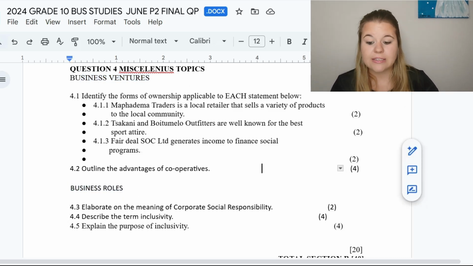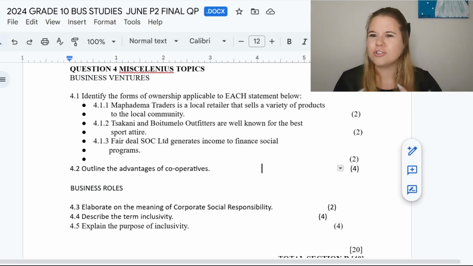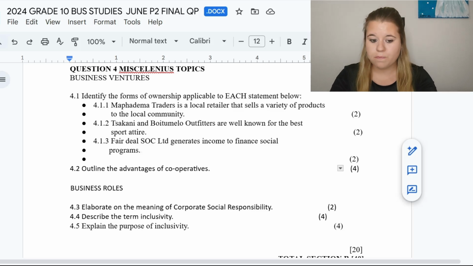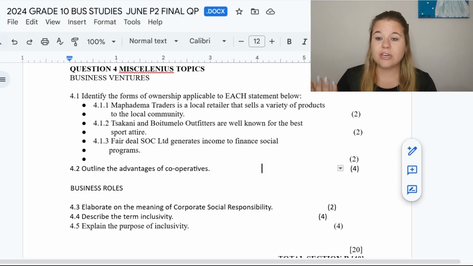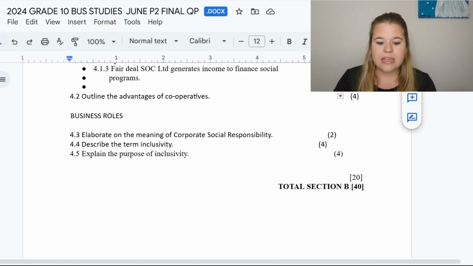Important, before I forget, you have to do both of them. You're just robbing yourself of marks if you do not do the entire question 4. So, identify the form of ownership from the statements below, and then outline advantages of cooperatives. So here you can see, once again, it's only forms of ownership that they're asking. Then elaborate on the meaning of corporate social responsibility, describe the term inclusivity, that is in socioeconomic issues, and then explain the purpose of inclusivity.